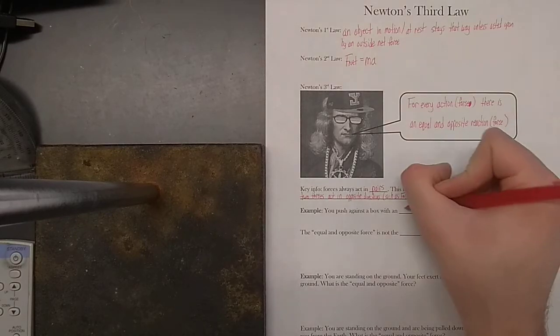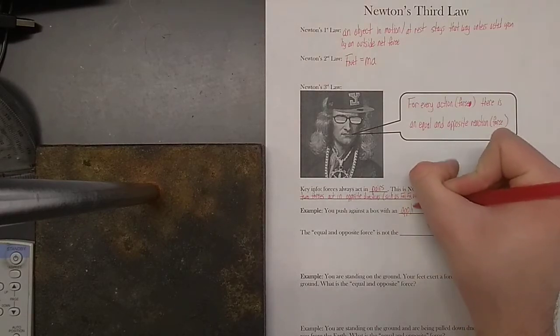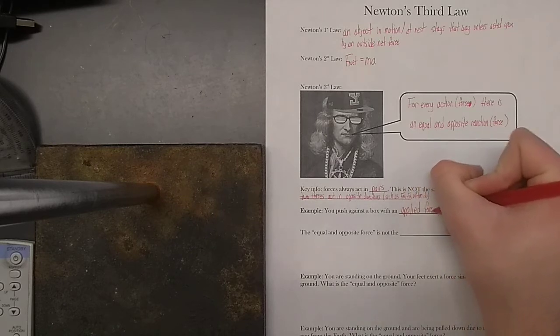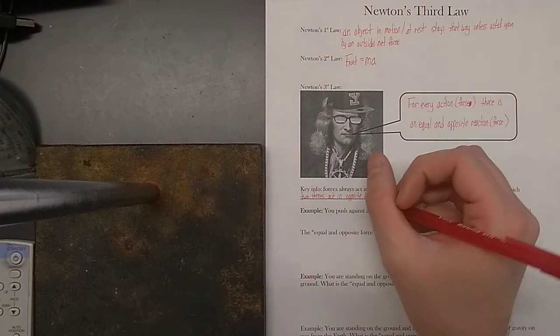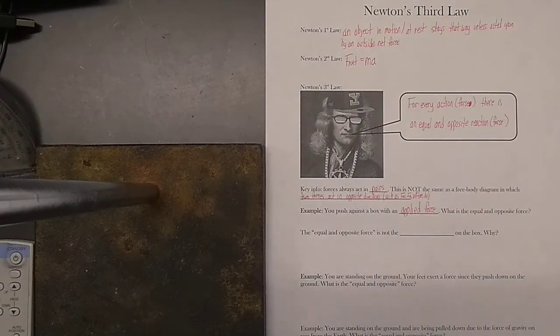Let me give an example of a Newton's third law force pair. You push against a box with an applied force. Okay, you are applying a force to the box, the force is coming from you. What is the equal and opposite force in the Newton's third law force pair? If you are pushing on the box, then we would say that the box is also pushing back on you. It is also exerting a force on you.